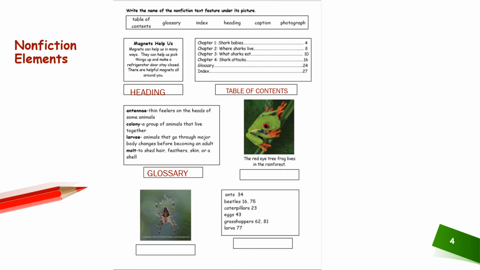The glossary. You see a little frog there, and it has the words underneath it. The red-eye tree frog lives in the rainforest. Caption. This is a real picture, but what is it called? A photograph. And lastly, you see words, and then you see numbers next to them. That's an index. Good job, guys.